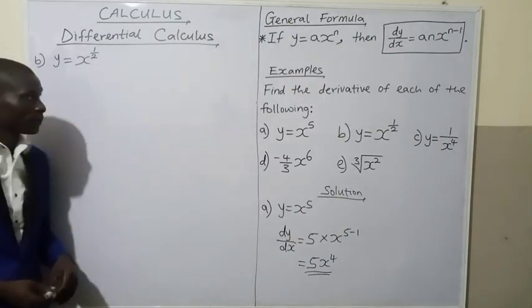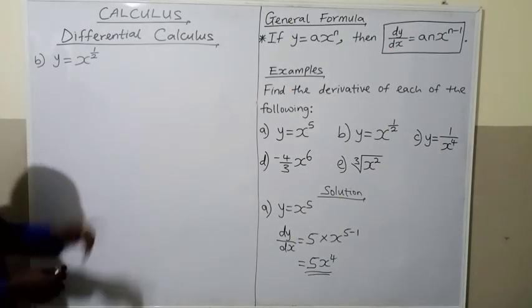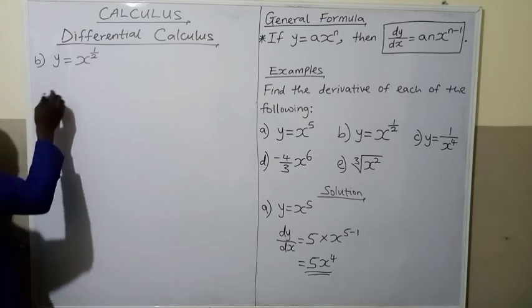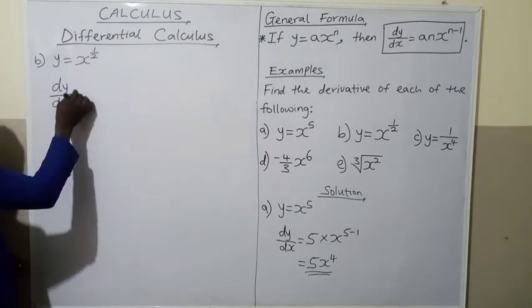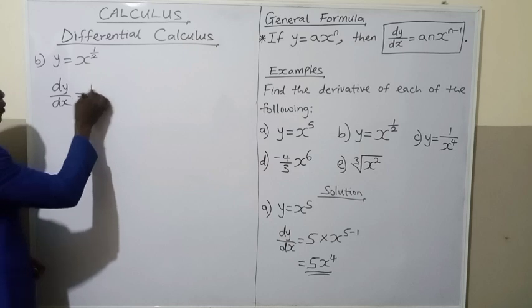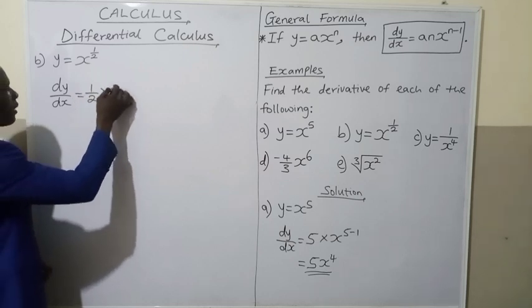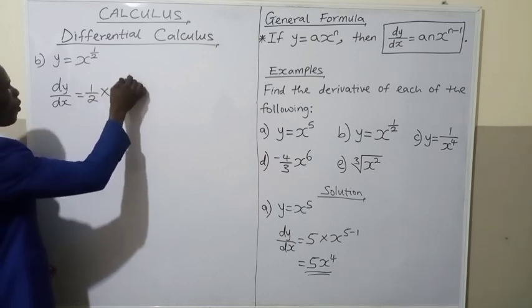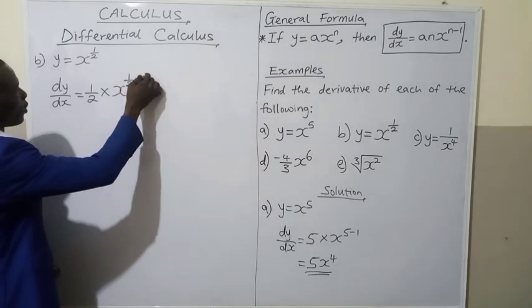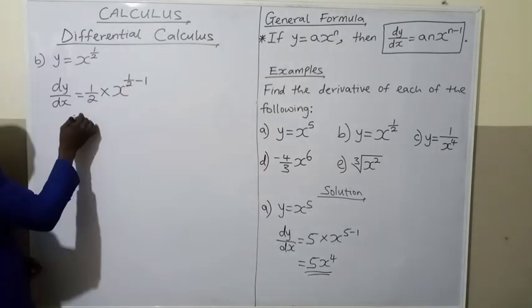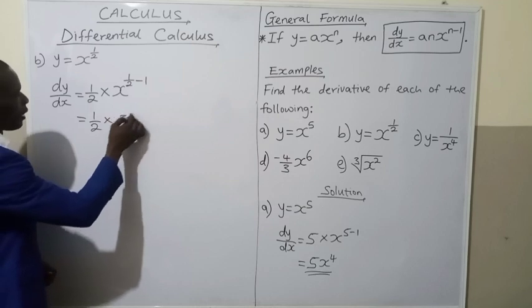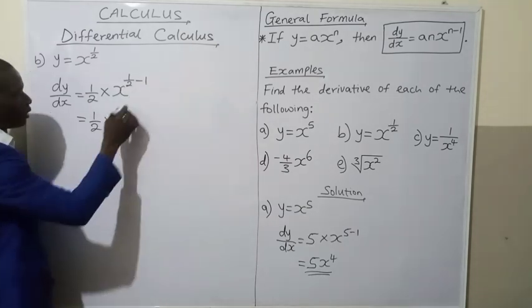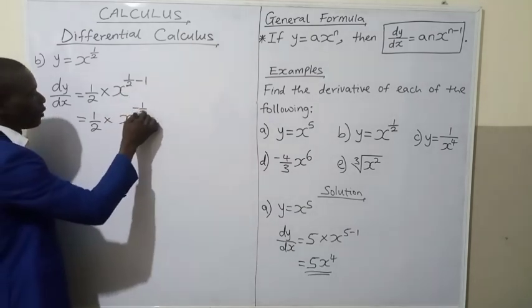Now onto the B part. We have y equals x raised to the power half from the question. So we're looking for dy by dx. So dy by dx, as before, becomes the power 1 over 2 comes to multiply x raised to the power 1 over 2, then we subtract 1 from the index. So this becomes 1 over 2 multiplied by x raised to the power 1 over 2 minus 1, which is going to give us negative 1 over 2.